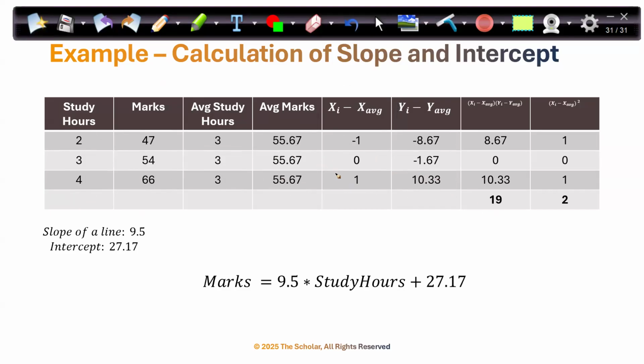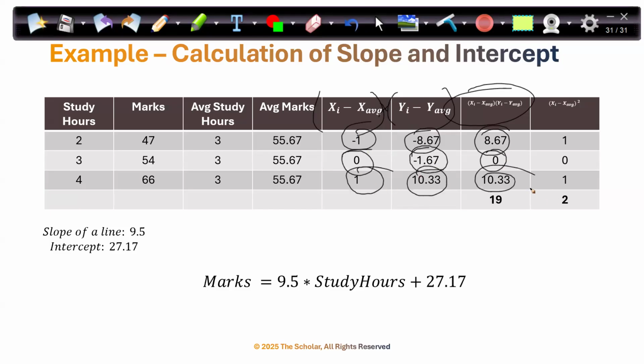What was the numerator of my formula? Xi minus x average into yi minus y average. That is the numerator. This multiplied by this is this. This multiplied by this is this. This multiplied by this is this. And I will be summing it up.